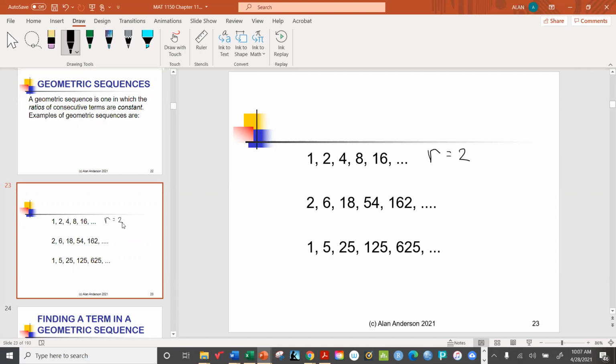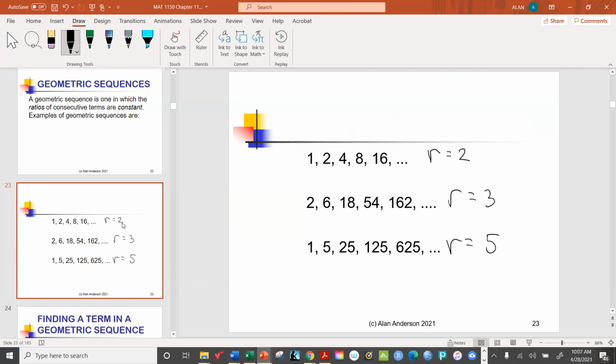And in this sequence, I'm clearly tripling the numbers as I go along. So I have a common ratio of 3. And then finally, in this last case, the common ratio is clearly 5. So these are all examples of geometric sequences. And as you can probably imagine, they get very big very, very quickly, much bigger than arithmetic sequences.